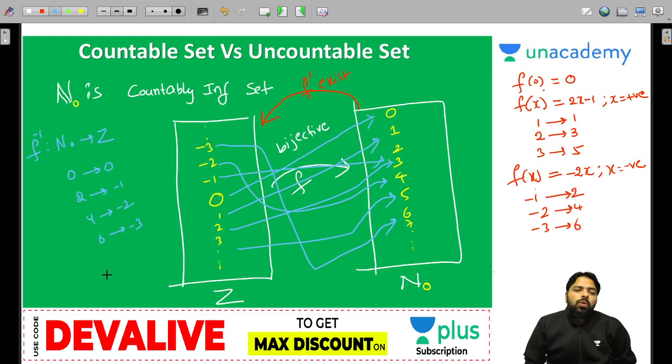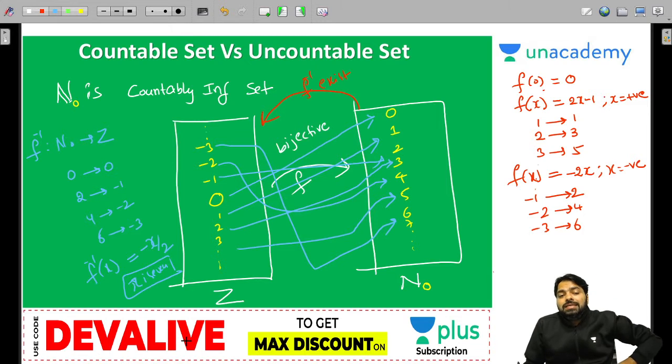Then look at what is the logic. If f inverse of x is there, how do I find the result? How do I find that 4 has a minus 2? It is minus x by 2. You will get it. Including 0 you can do that. That is for the even numbers, when x is even. This is the f inverse mapping.